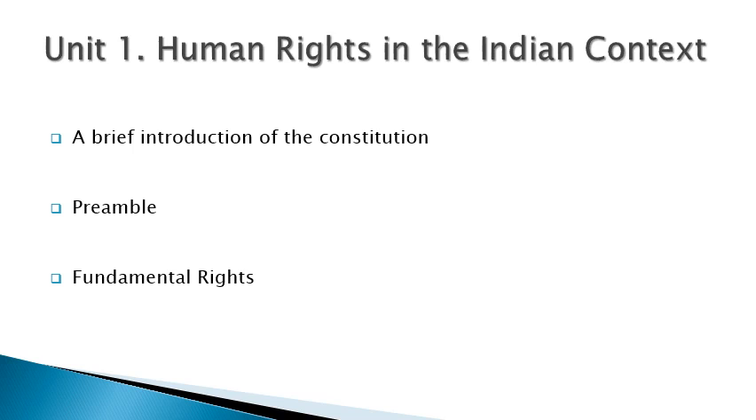Mandamus literally means a command issuing from a court directed to any person, corporation, or inferior court or authority to do an act or to refrain from any act which falls within its judicial duty. After that, prohibition. Prohibition is a judicial writ compelling courts entrusted with judicial duties to keep within the limits of their jurisdiction. And after that, the quo warranto. This writ is issued against a person who holds a public office to inquire whether he possesses the authority or not. And the last one is certiorari.